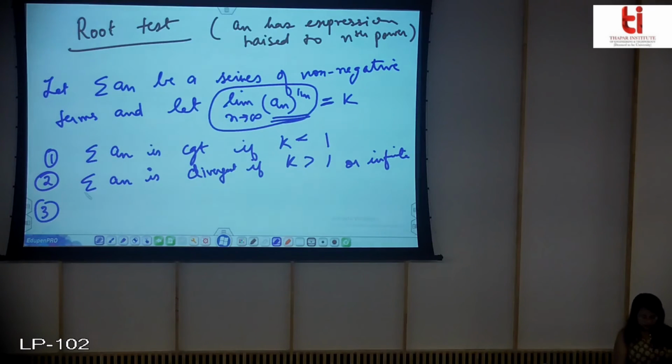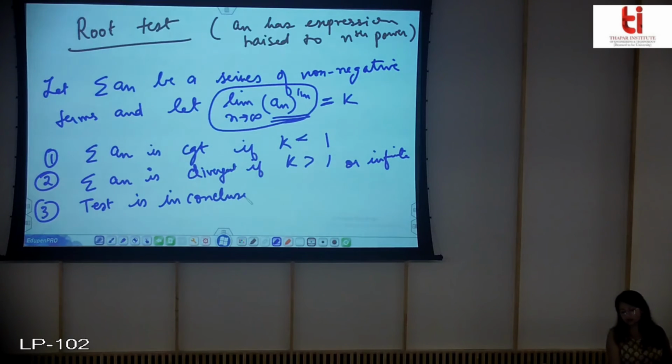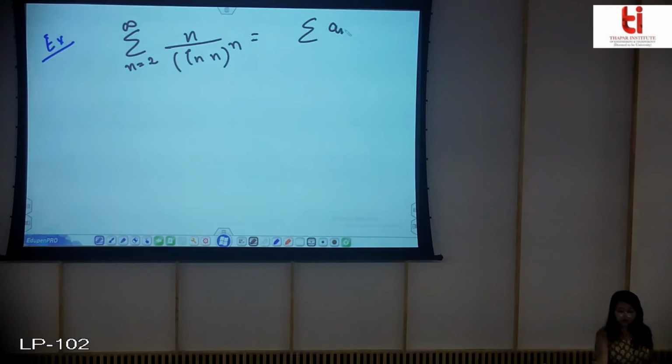And third, again the test is inconclusive when k is equal to 1. So let us quickly see some examples based on it. The first one: you want to check the convergence and divergence of this series. By applying the root test, let's see how we can find this.